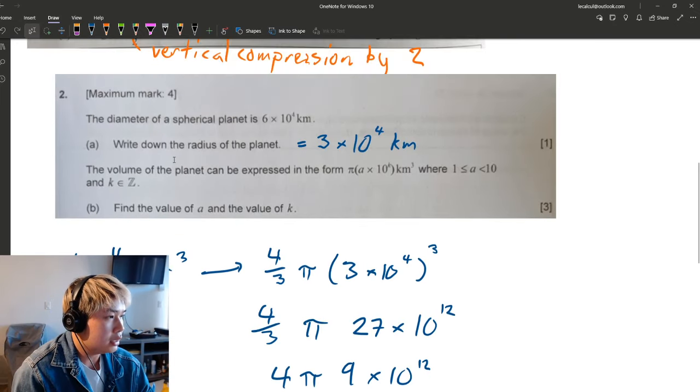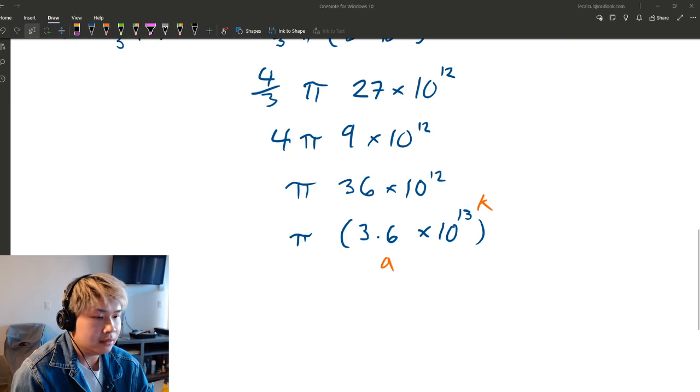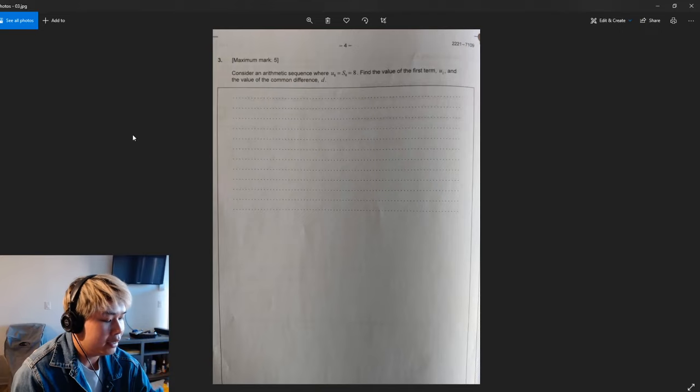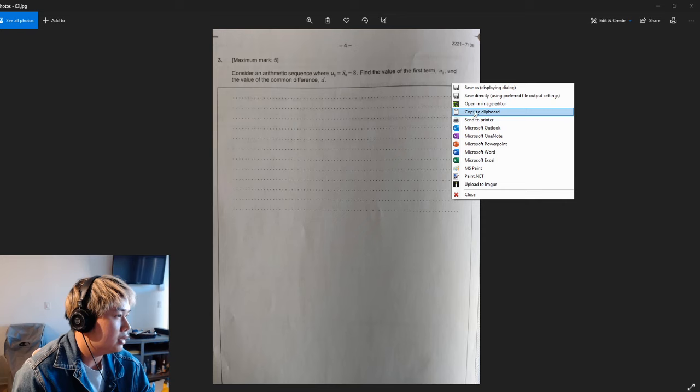It's a little unconventional, I must say, for an IB question. I haven't seen one like this in the previous exams. But so far, it's not bad. This one looks pretty standard.